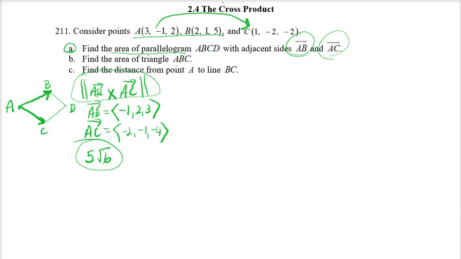The B part is asking us to find the area of the triangle ABC. Well, if you look at the diagram, here's the triangle ABC, and it's nothing more than half of the parallelogram. So we take what we just found and do half of it. So that would be 5 square root of 6 over 2.